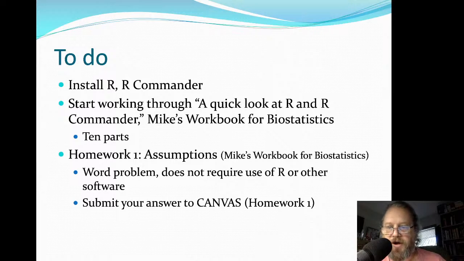And there's not much there because it's referring you to the 2 chapters in Mike's Biostatistics book. Okay? I'll also introduce you there.